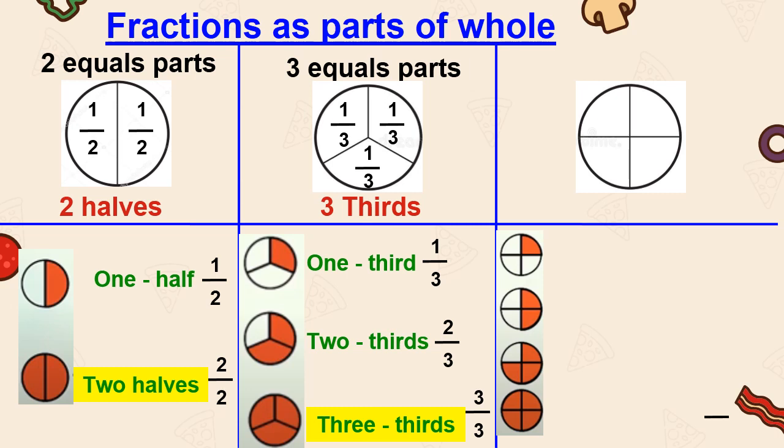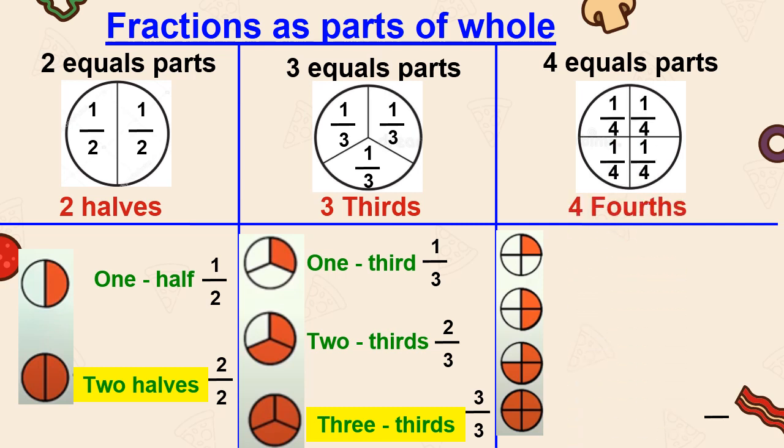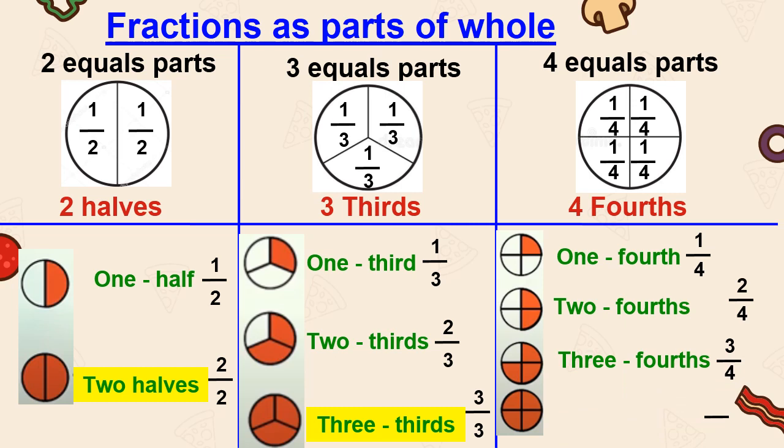When we divide the last circle into 4 equal parts, each part will be 1/4. So the circle has 4/4. So in the first one, the fraction will be 1/4, or we can say 1 over 4. In the second circle, the fraction will be 2/4, or we can say 2 over 4. In the third, the fraction will be 3/4, or we can say 3 over 4. The last circle, we have total parts 4, colored parts 4. The fraction is 4/4, or we can say 4 over 4.